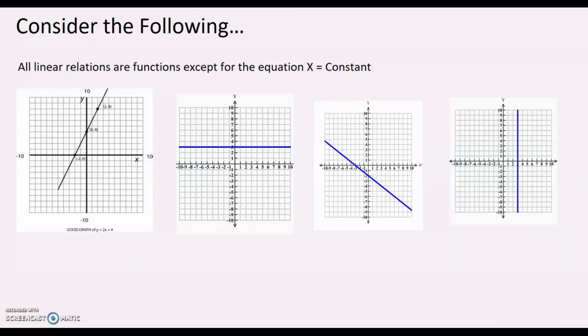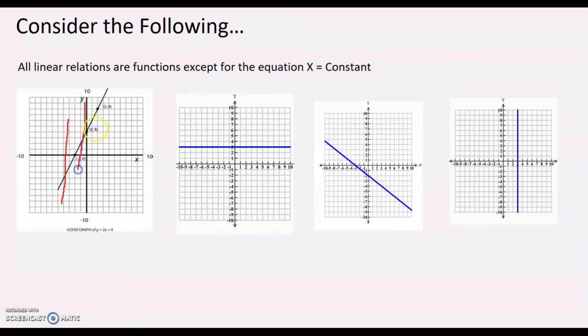Now that we've learned about the vertical line test and have practiced applying our knowledge, let's further our understanding of functions by considering this example, which states that all linear relations are functions except for the equation x equals constant. We can prove this by conducting the vertical line test on the graphs below.